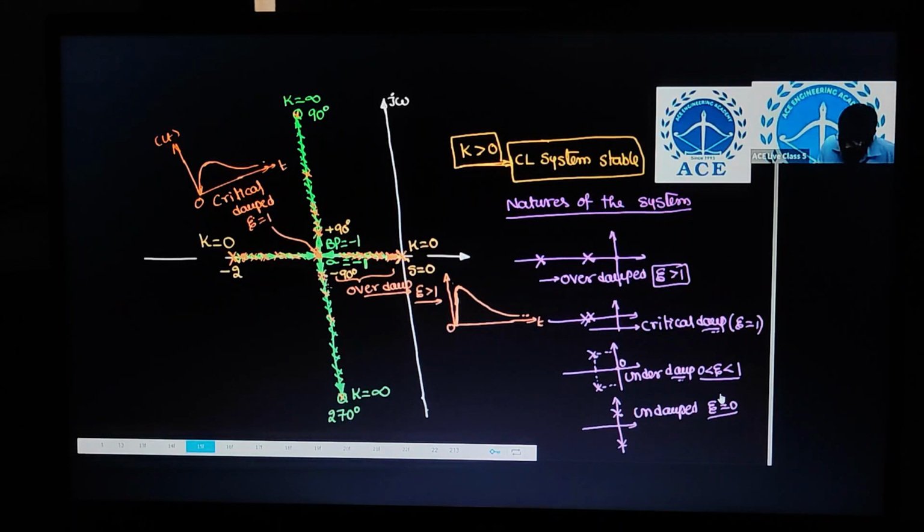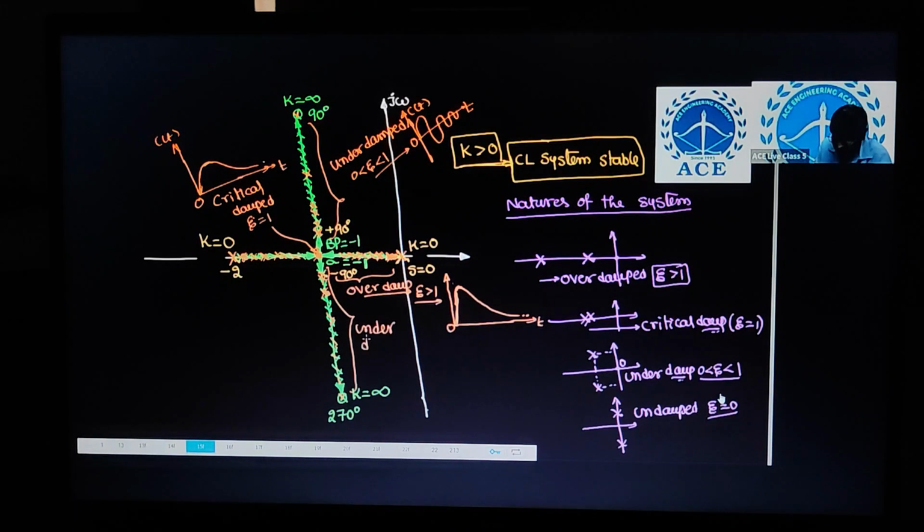Still k increases, what happened? Listen carefully, this is very important. Both the poles leave and become complex conjugate. This total, what is the nature? Underdamped, theta greater than 0 and less than 1. What is the nature of an underdamped system? Decreasing amplitude oscillation.